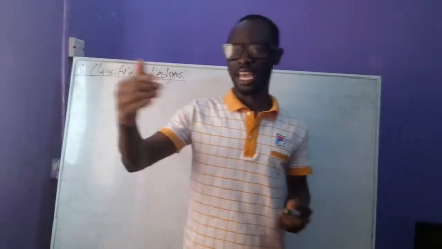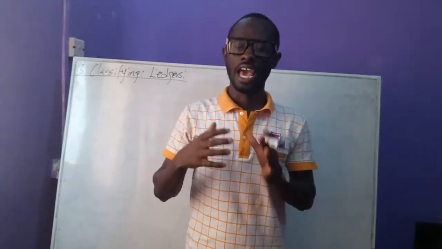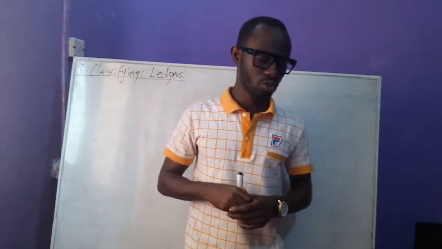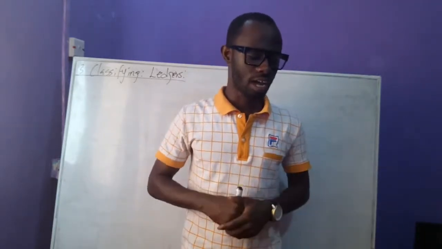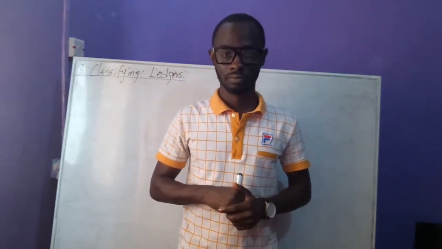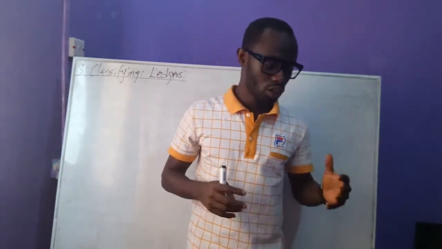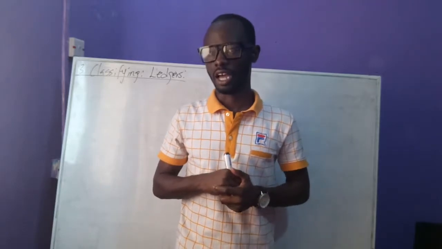So what is a ledger? A ledger can be defined as a principal book of accounts into which all other accounts are kept. So a ledger is a principal book of accounts into which all other accounts are kept.